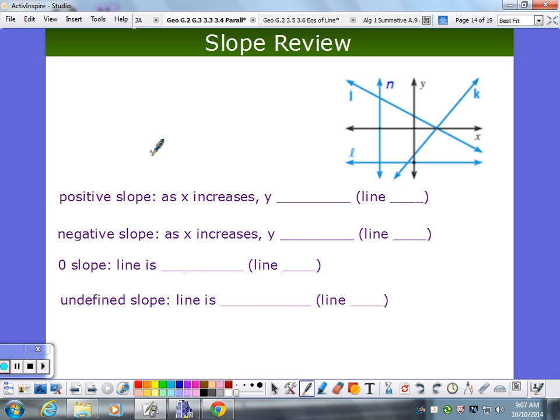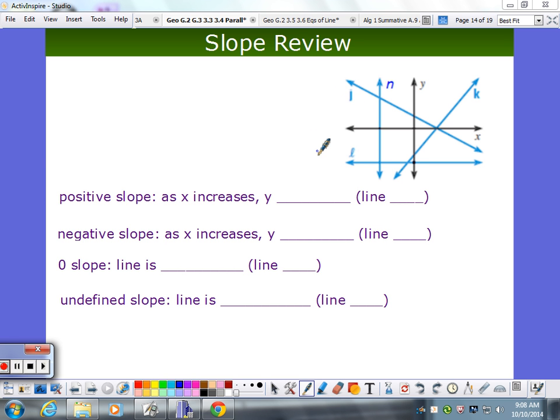So again, review. Okay, let's look at this one now. Just as review, a positive slope as x increases. So if you have a positive slope, as the x's get bigger, what happens to the y's? Do they increase or decrease or stay the same? What happens, Amanda? It increases. They increase as well. And which of these lines here shows a line with a positive slope?